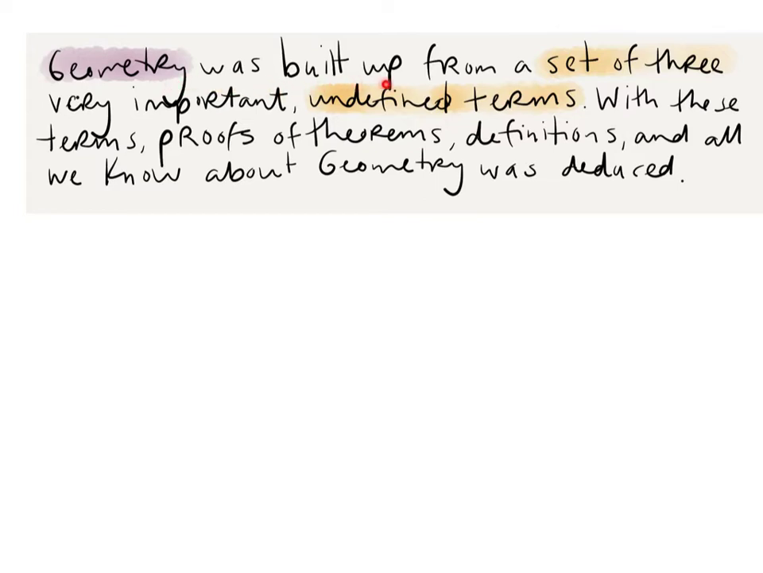Geometry was built up from a set of 3 very important undefined terms. That means these are terms without definition, terms that they assume we know. With these terms, proofs of theorems, definitions, and pretty much everything we know about geometry was deduced. So these are 3 very important vocabulary words.